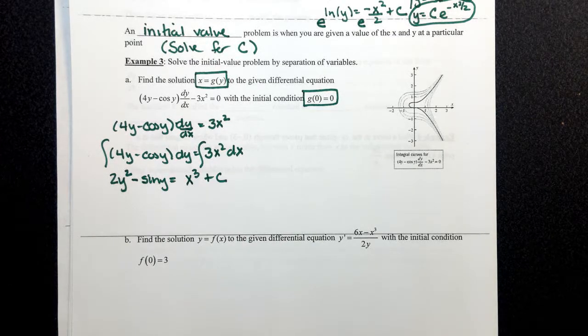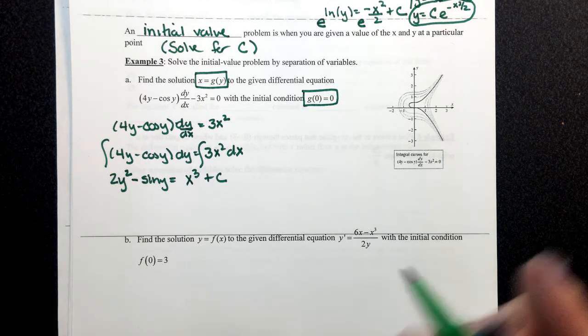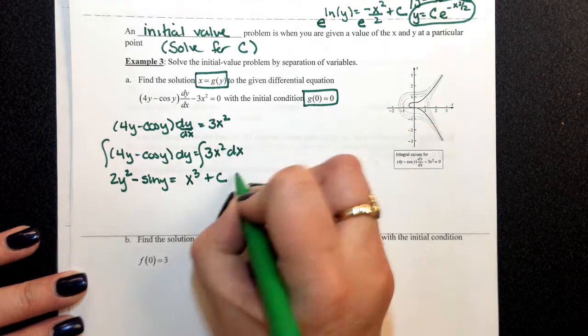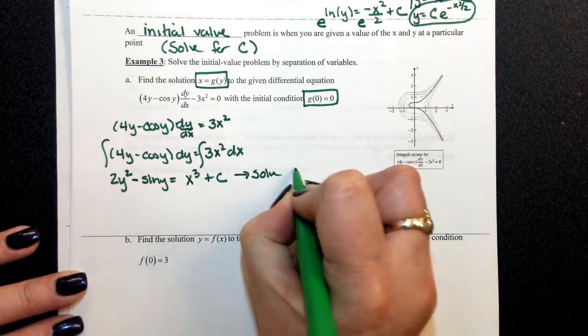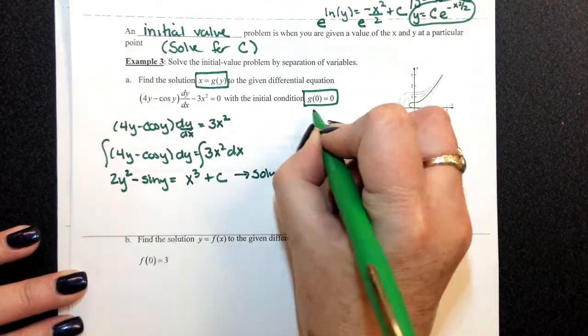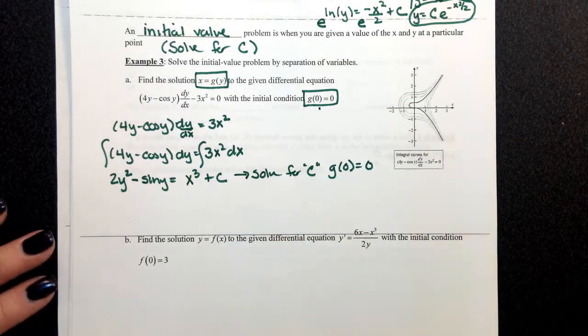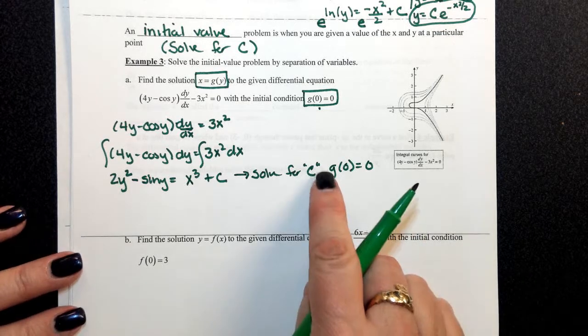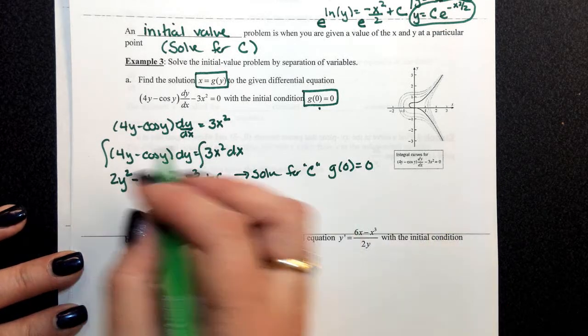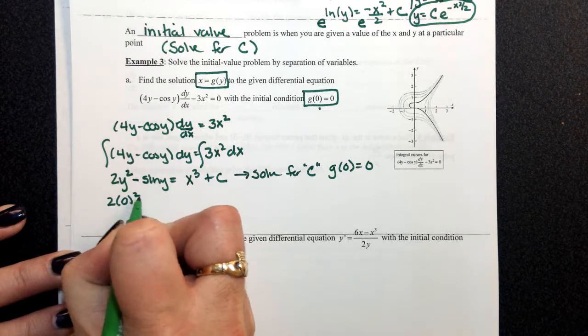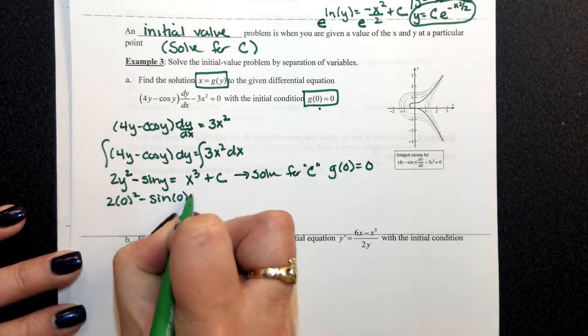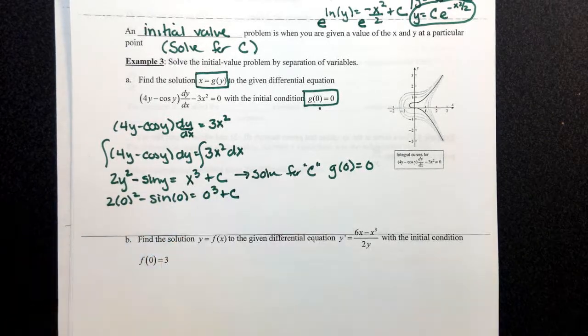Now remember, you're going to be plugging in values for x and y. So you don't need to algebraically solve for c and then plug the numbers in. It's easier to solve once you plug in those constants. So remember, they're giving you this initial condition. So to solve for c, you look at this initial condition that's given. The g of 0 is equal to 0. So my x value is 0, my y value is 0. So when I plug them in, I have 2 times 0 squared minus sine of 0 is equal to 0 to the third plus c.